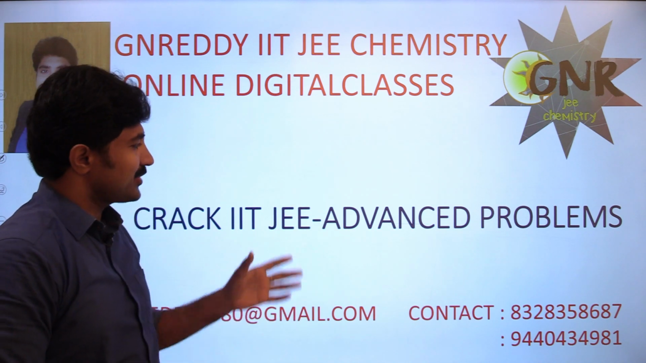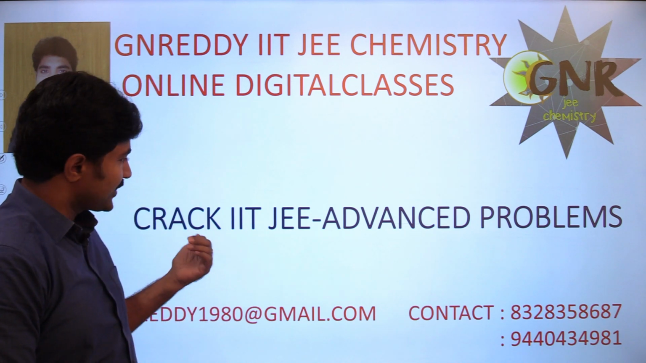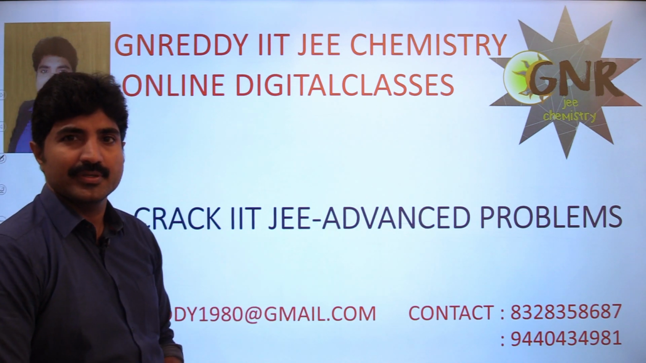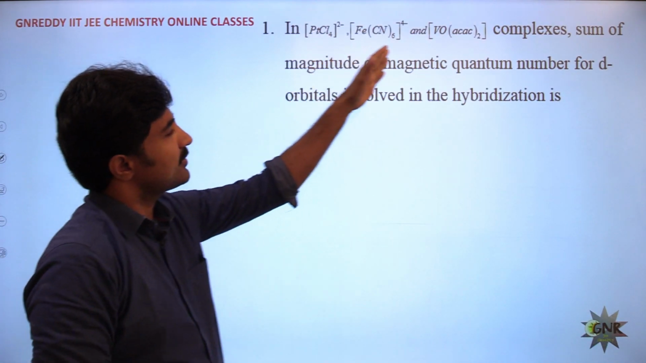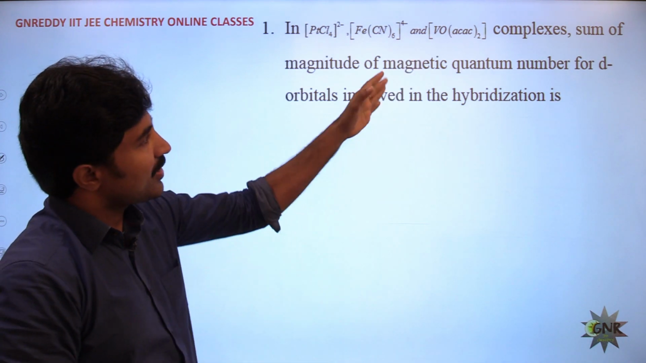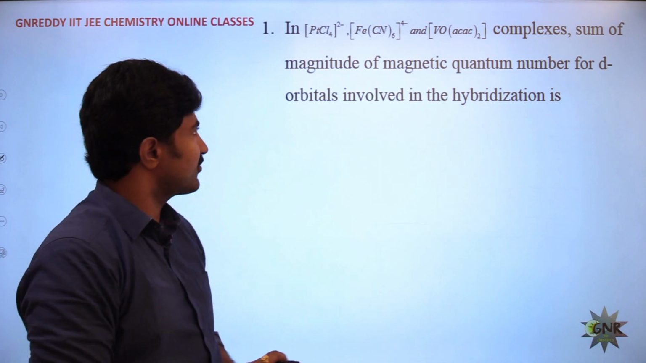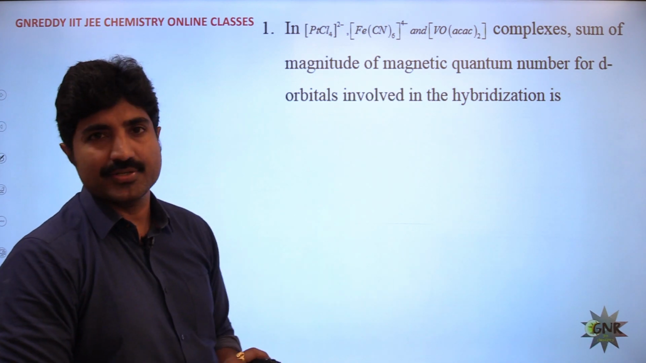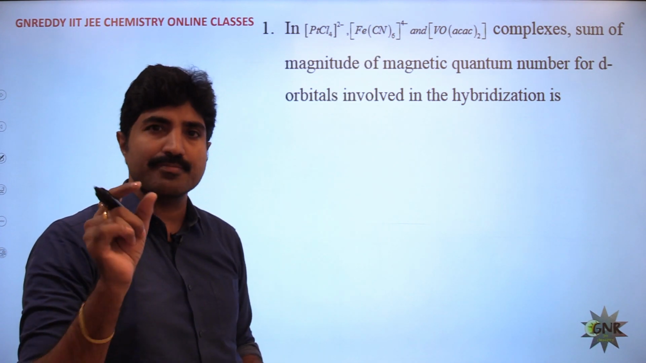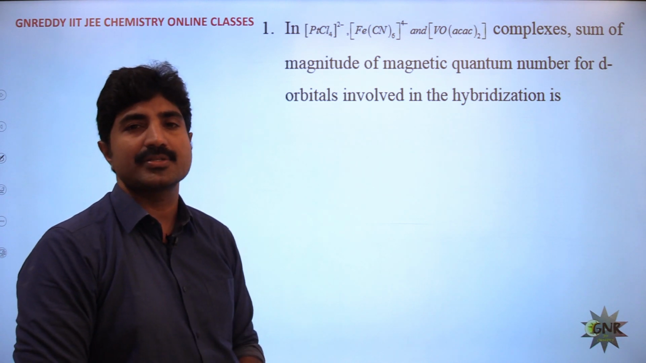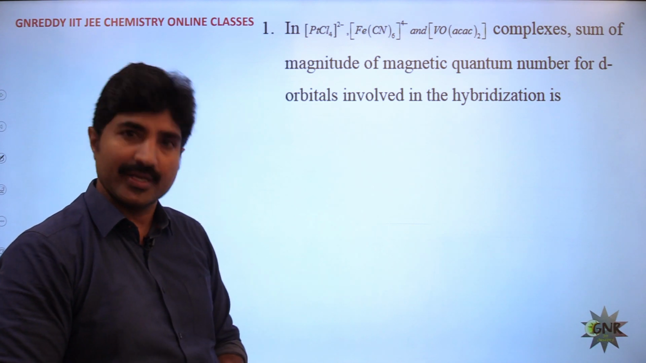Okay, in this session, I am going to explain some important models from the IIT JEE Advanced point of view, that is, to crack IIT JEE Advanced problems. Here, I am going to explain some important models. Okay, first question. I have given some complexes. Find the sum of the magnitude of the magnetic quantum number for the d orbitals involved in those hybridizations. For this, we have to see the hybridization of the complex as well as the magnetic quantum number of different d orbitals. This is a multiple-concept question from both coordination chemistry as well as atomic structure.